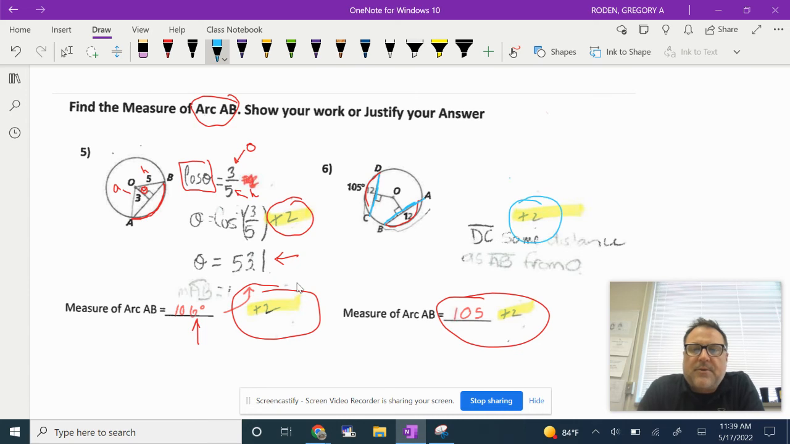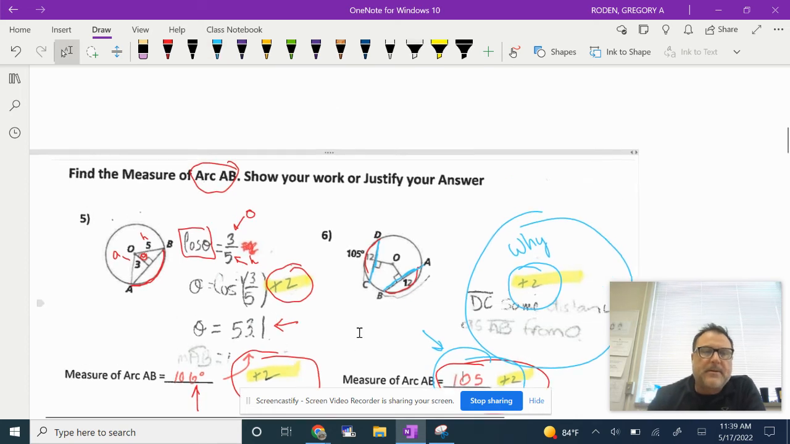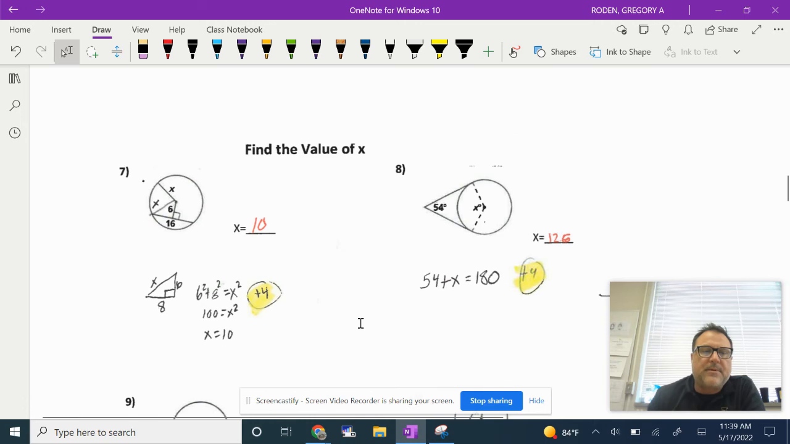So 2 points for the y part, and it had to do something with the two chords are equal, therefore the two arcs are equal. And then you just have to put the 105 there for the next 2 points. So that should be pretty easy. So a lot of you got this right, but you couldn't explain it, and I took 2 points off there. Okay? All right, next problem, number 7.